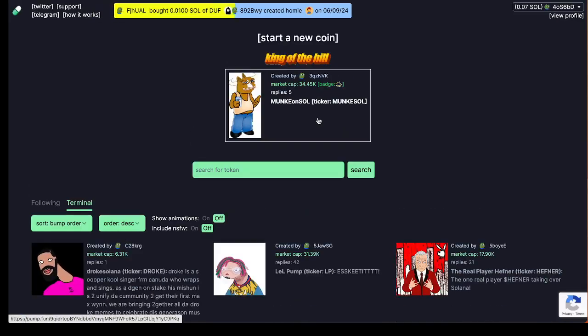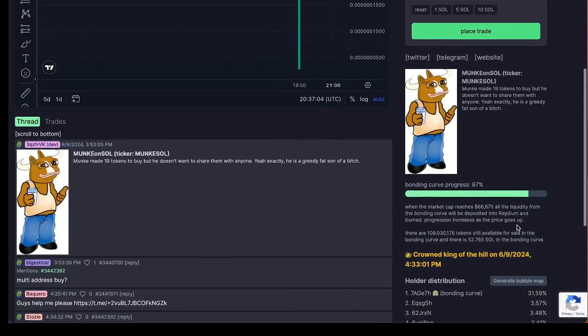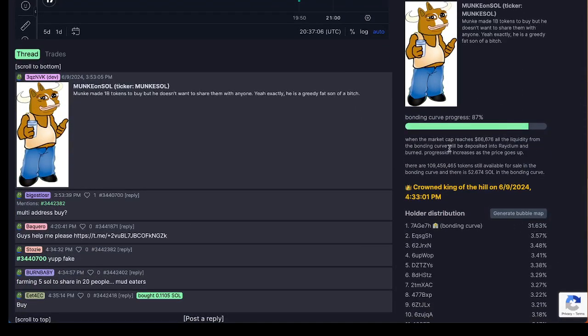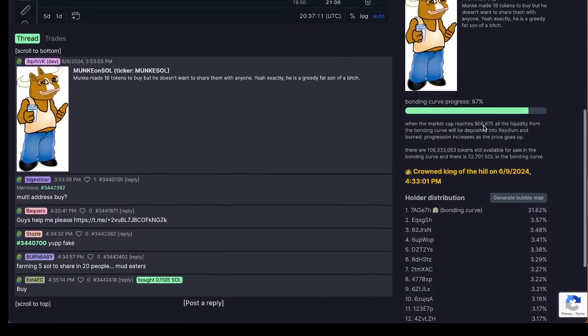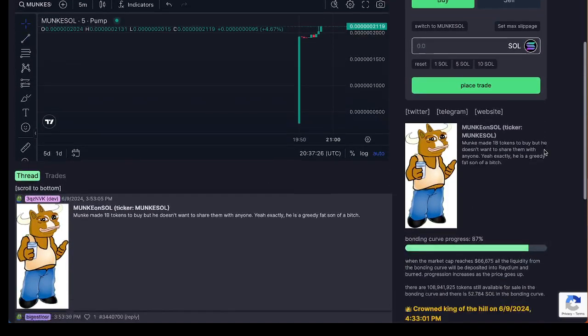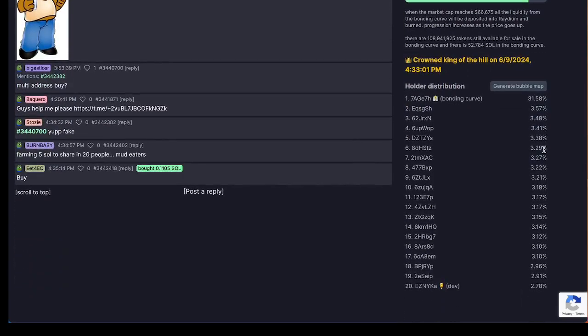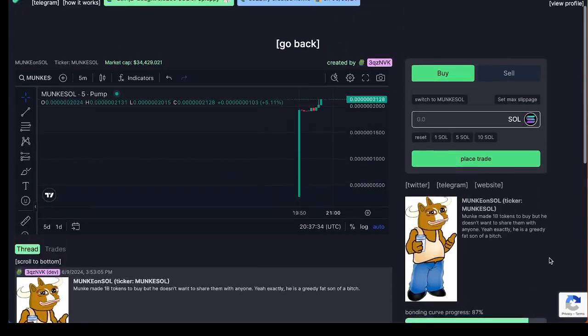So let's go to another project, like you see here. Click on this one. When it reaches a certain percentage, they show it on the king of the hill. Like you see here, this one reached 87%, and it still has 108 million tokens to go, still available to buy. When it shows 0 here, that's when it's going to go on Raydium. So this one, you see here, the dev has 2.78%, which is good.